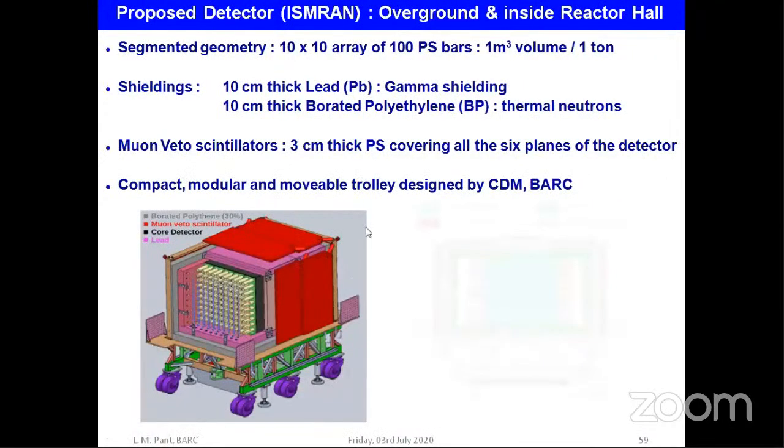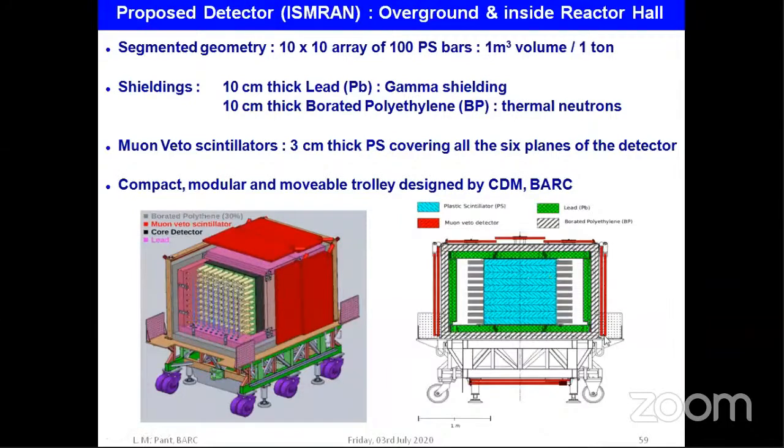So this is the pictorial representation. This was the conceptual design of how we will build the detector. What you see inside, these are the 100 plastic scintillators, which are read by photomultipliers from both the ends. And then they have an immense shielding of lead and then borated polythene, and on the top you have the muon veto detectors. The entire thing weighs something close to about 16 to 18 tons, and this is the engineering drawing of the same thing, which is being fabricated at CDM in BARC.